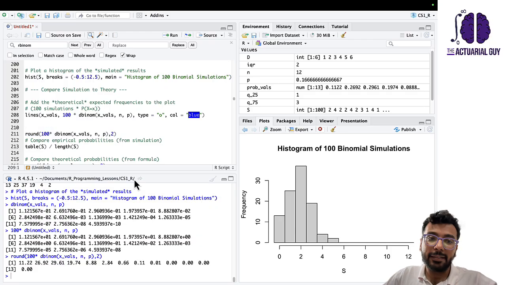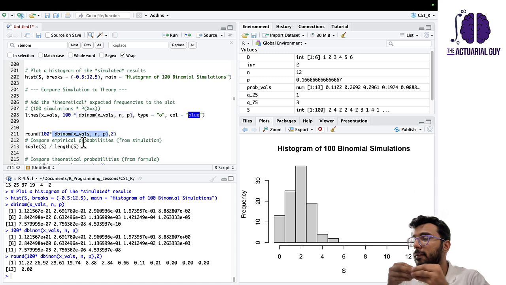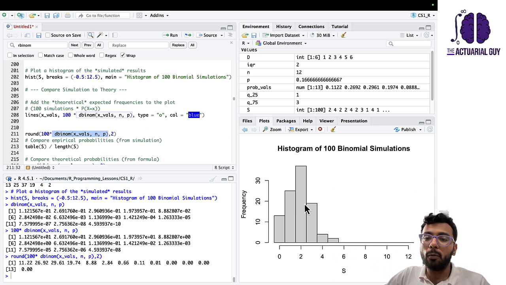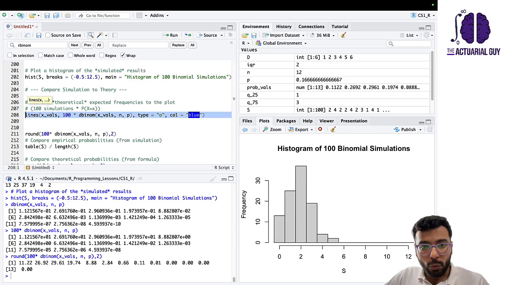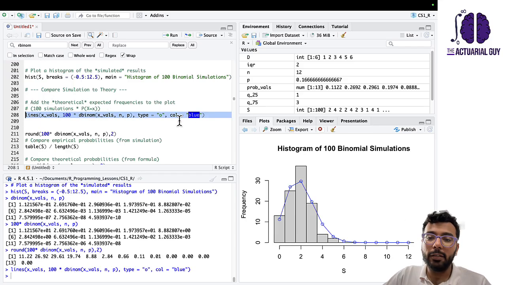So you want to compare against this. That's why you multiplied, so that out of 100, you see how many trials with 0 successes, 1 success, and so on. You want to plot this on the same graph using the lines function. Lines will just add a line showing this dbinom. Let me quickly show you what this looks like. You've just added a line chart here, and you've set the type as o, which means the line goes over the dots. You've taken the color as blue.